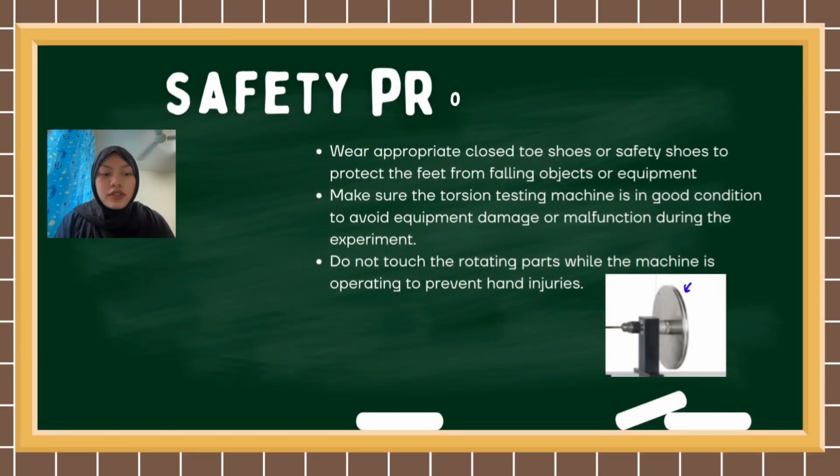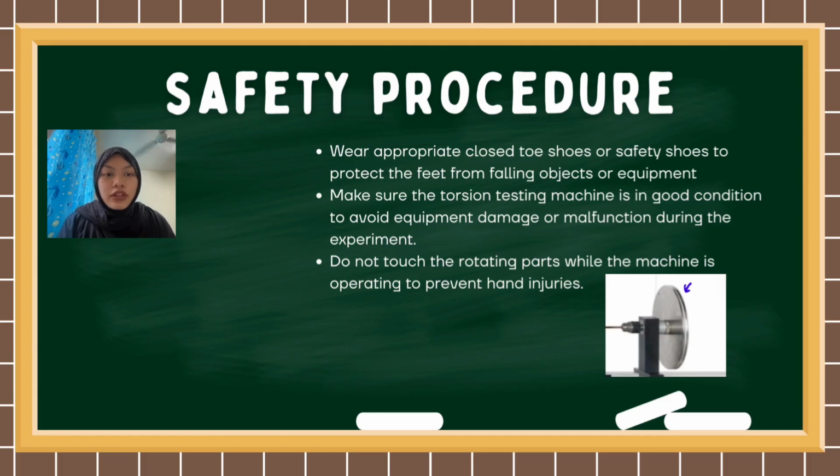As for the safety procedures, the first one is to wear appropriate closed-toe shoes or safety shoes to protect the feet from falling objects or equipment. Number 2 is make sure the torsion testing machine is in good condition to avoid equipment damage or malfunction during the experiment. Number 3 is do not touch the rotating parts while the machine is operating to prevent hand injuries.